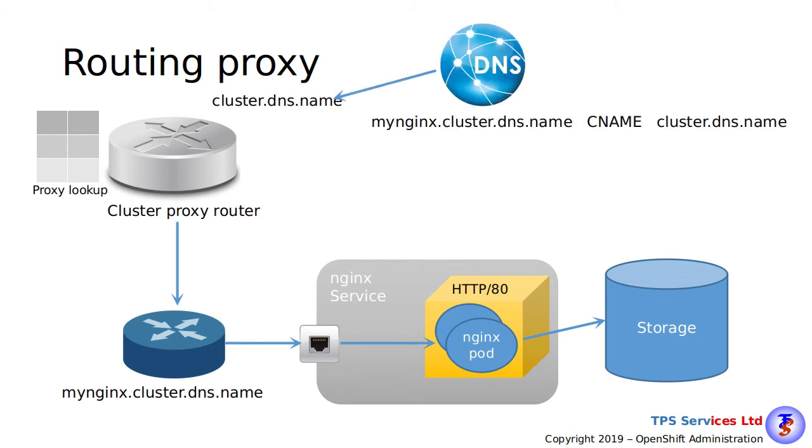On our DNS server, we would create a CNAME that would take our route, mynginx.cluster.dns.name, the DNS name part of that route, and create a canonical name to cluster.dns.name. If a company allows it, then you may decide to create a wildcard, star.cluster.dns.name, so you don't have to keep updating your DNS server every time you create a new route inside OpenShift.